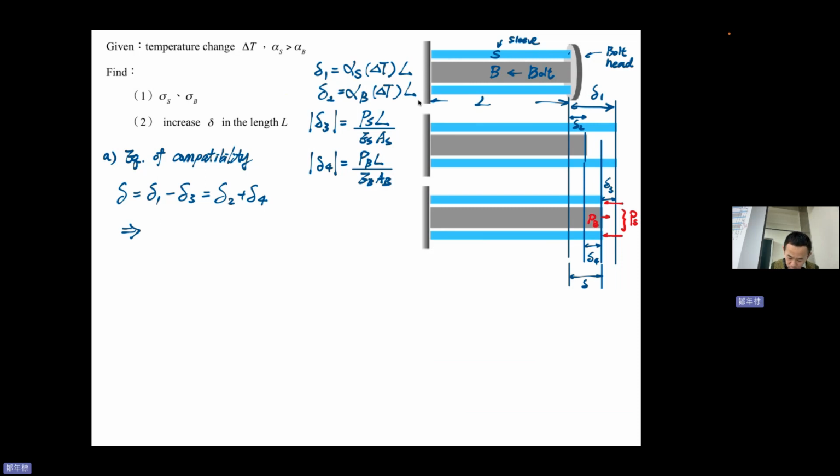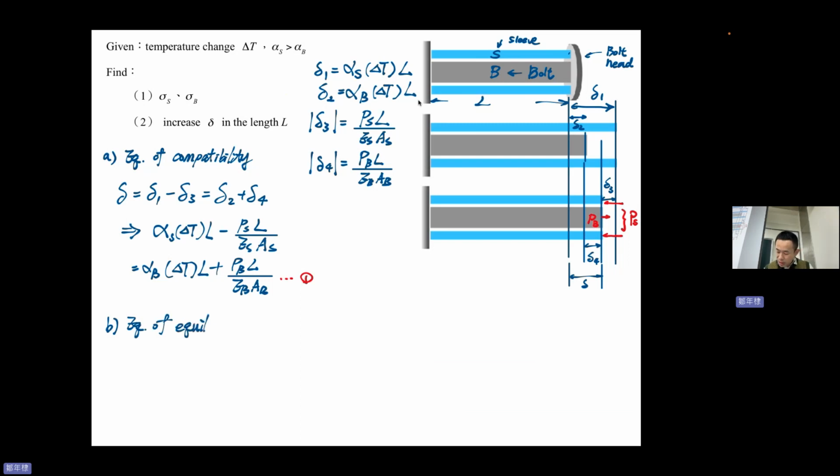Alpha S delta T L minus PSL divided by ESAS equal to alpha B delta T L plus PBL over EBAB. Okay, so I will name this the first equation. And the second is the equation of equilibrium.